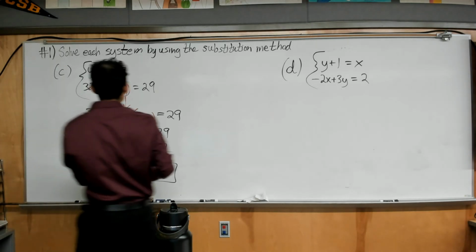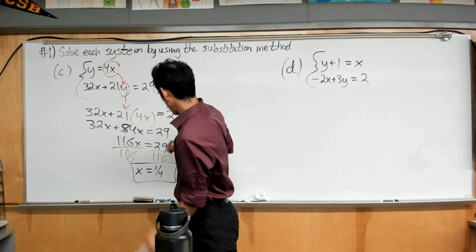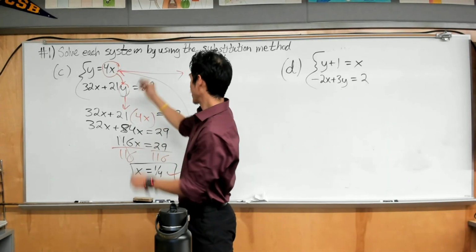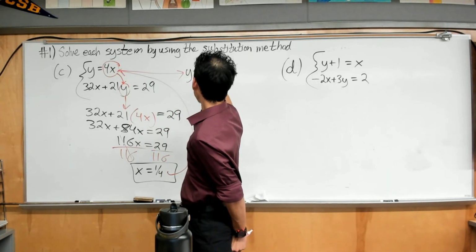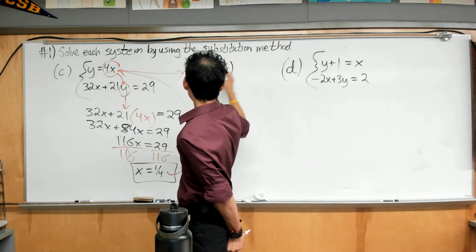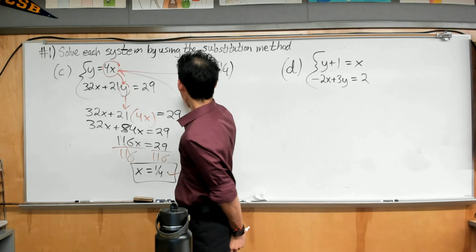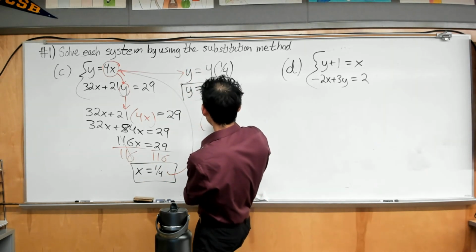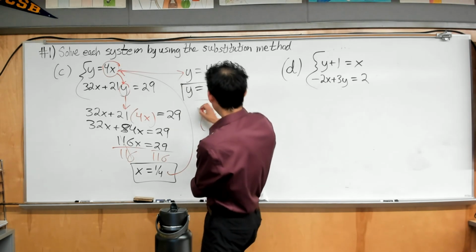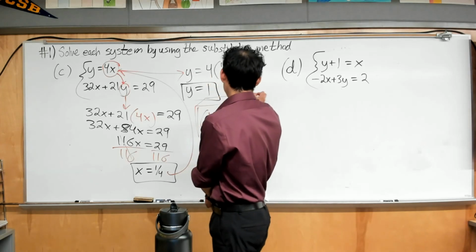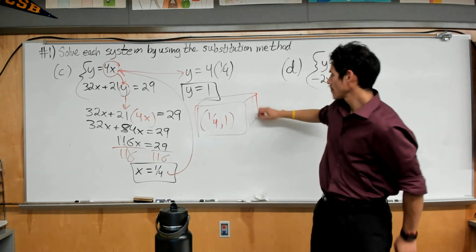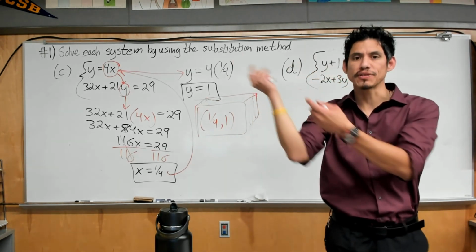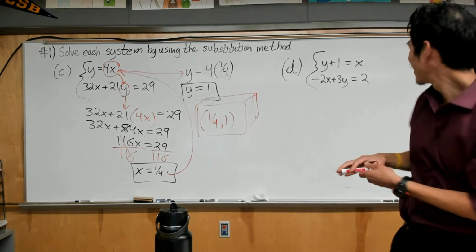Okay, now I put this 1/4 in for this x. Simple. Y equals 4 times 1/4. And then y equals 1. Put it as an ordered pair: 1/4, 1. Remember, these points represent where the graphs would intersect on the xy plane.